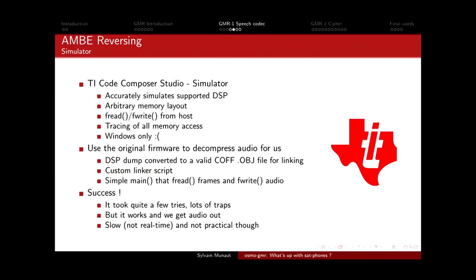Okay, so we know where the code is, but it's still a massive amount of code. I think about a third of the DSP code is the audio codec. So it's not something you can easily reverse engineer in a few hours.